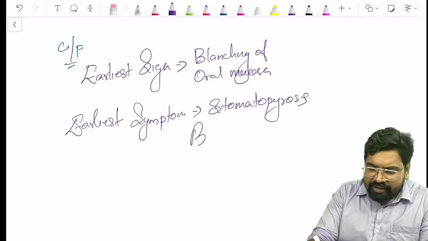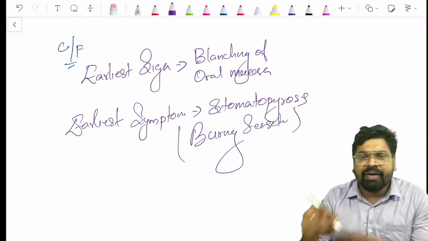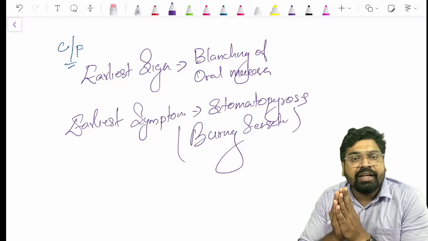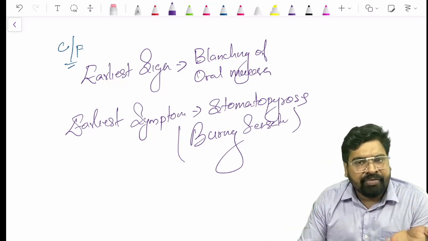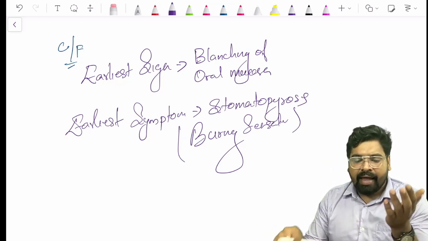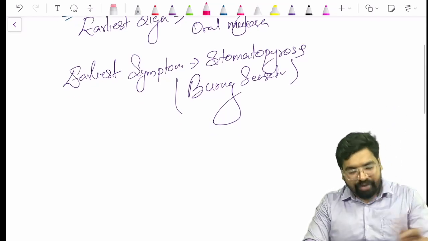Stomatopirosis is called burning sensation. Burning sensation is the first symptom that the patient is feeling. So don't miss this. They may ask you the first sign and first symptom.